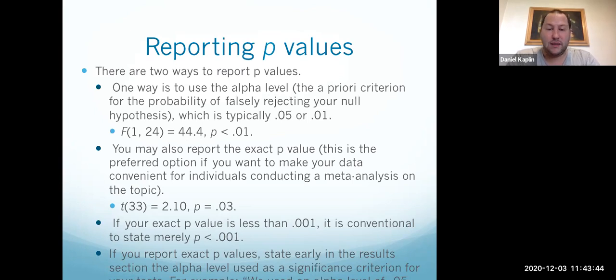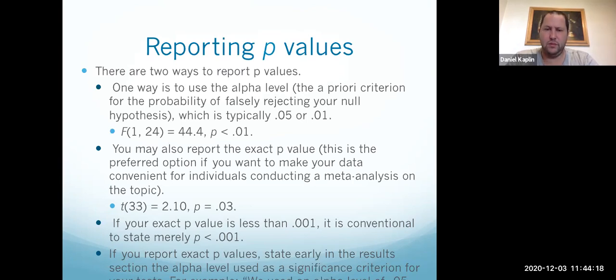Now you may also report p-values in an exact fashion. So you can report your p-value as p equals 0.03. When you do that, you're telling the exact probability that this occurred by chance. 0.03 is 3%.